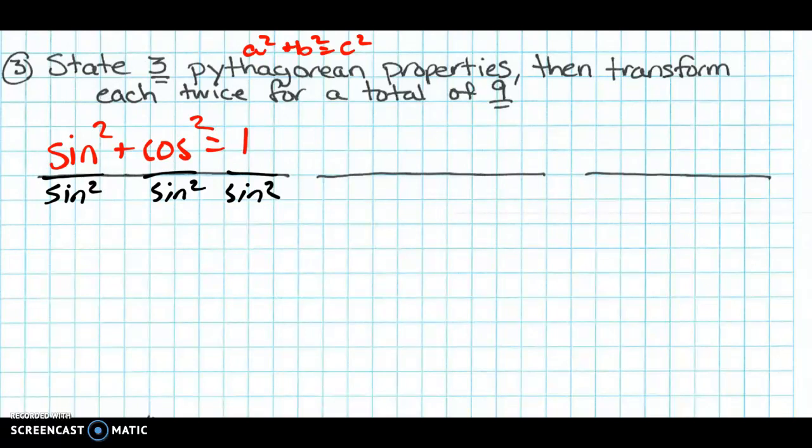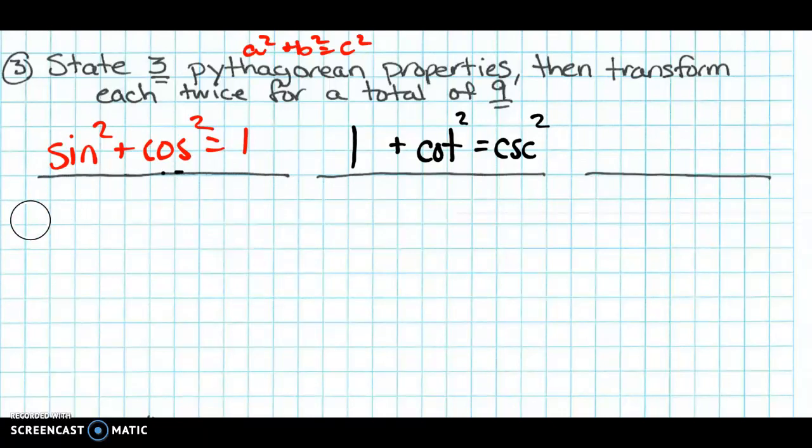Sine squared over sine squared is 1. Cosine over sine is cotangent. I can just look back up and see that. And it's squared, so I'm going to square it. 1 over sine, if I look back up, is cosecant. It's squared here, so I have to square it here. That's my other one. I use it by putting sine on the bottom and doing that.